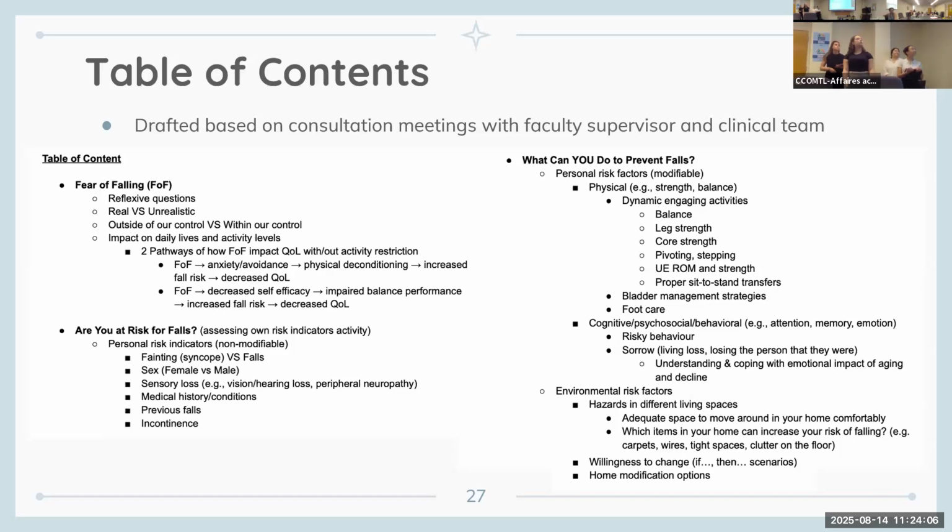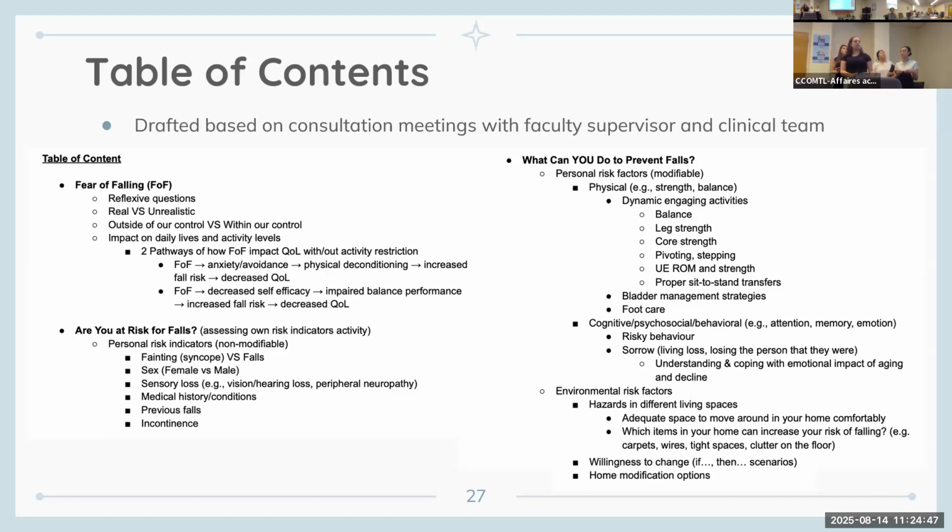It was originally divided into 3 main categories. Fear of falling was the first thing being addressed in the workbook. Then, are you at risk of falls, which encompassed all the non-modifiable risk indicators. And then, what can you do to prevent falls, which encompassed all the modifiable internal and external risk factors. In this version of the table of contents, we included some information about what learning strategies we were looking to implement. You can see we talk about reflexive questions and a bit about checklists, different activities, but not in much detail. There's also an emphasis on the content, being more specific in what is going to be included in each section.